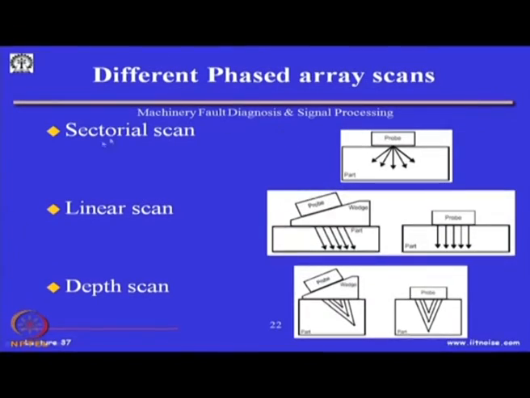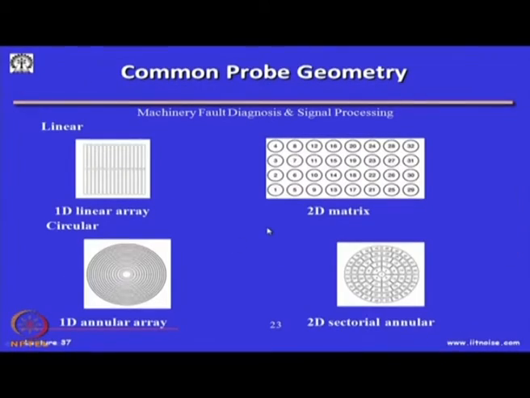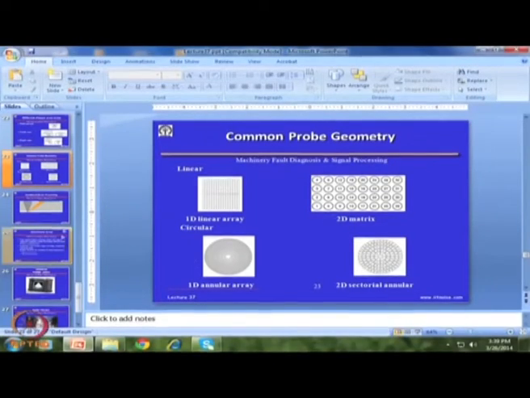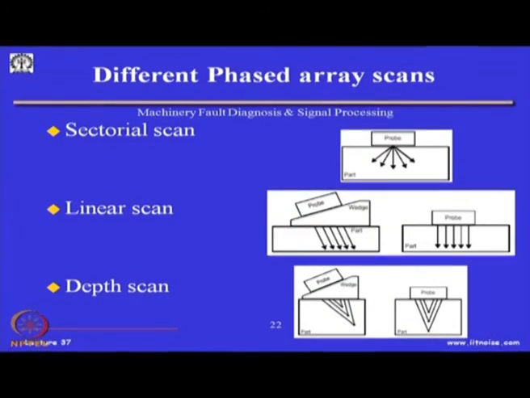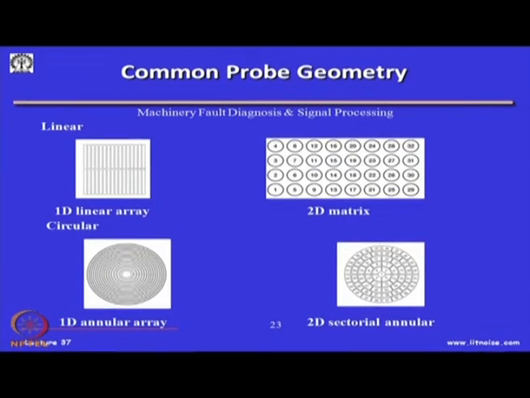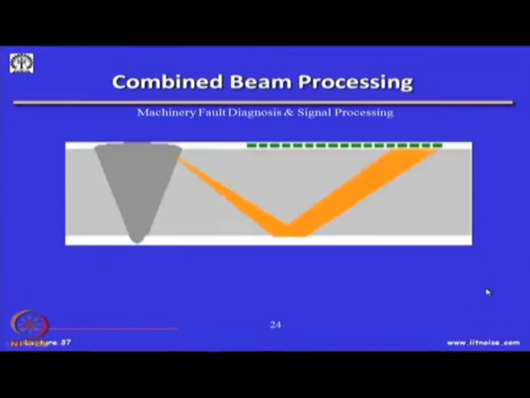This is a sectorial scan, this is a linear scan, and then this is a combination of the scans, and how the different elements are arranged in the probe, and then this can be scanning. So, all along the wedges, suppose this is a weldment, you can do the scanning and find out.